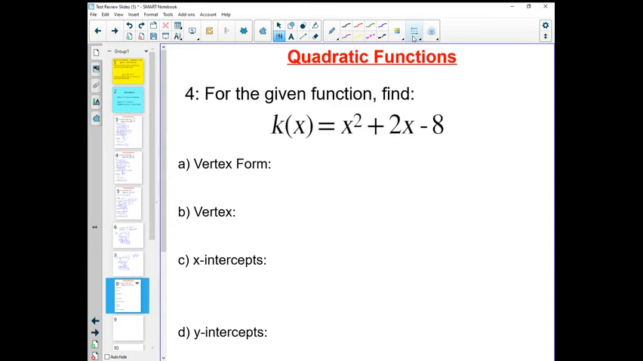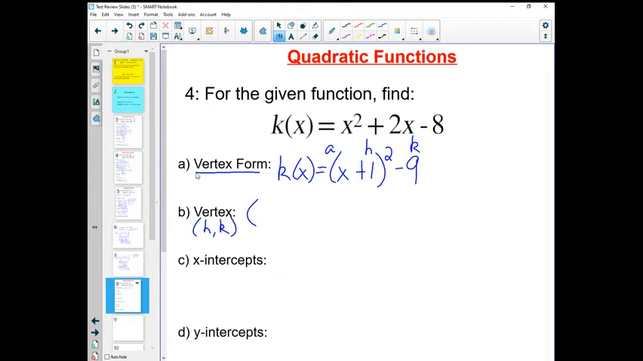Now that we've written the equation in vertex form on number 4, we can go ahead and analyze all the parts. Part A says vertex form, which we just did on the previous slide. k(x) = (x + 1)² - 9. Now I'm going to label my terms A, H, and K. The vertex is (h, k). H is -1 because it's the opposite of whatever's on the inside of the parentheses. And -9 is k.